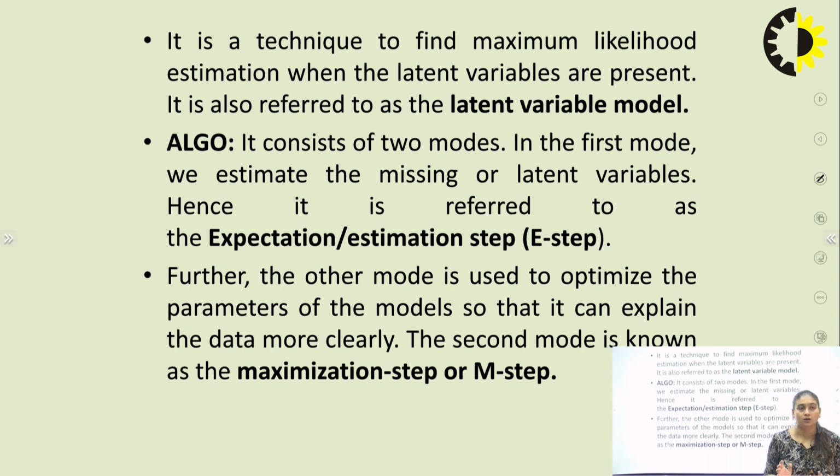The algorithm consists of two modes. First is expectation and second is maximization. In the first mode, we estimate the missing and the latent variables, the unobservable variables, whose values depend on the other variables, and we have to find them out. This is known as the E step, or you can say the expectation or estimation step. We have to estimate what would be the missing value. Further, the second step is the maximization step. The other mode is used to optimize the parameters of the model so that it can explain the data more clearly, and that is the maximization step, or the M step.